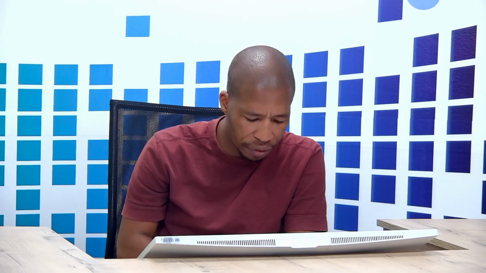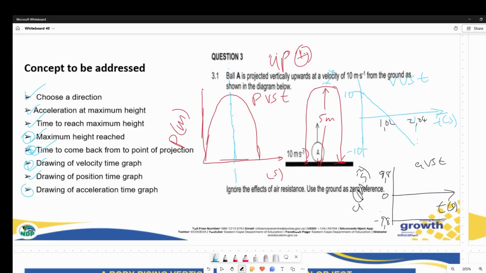So now you need to shift this line, that is your y-axis, towards the right, if you want to attain the shape of the graph for an object that is thrown from a height or that is dropped from a height, okay? So now you need to shift this line towards the right, okay?